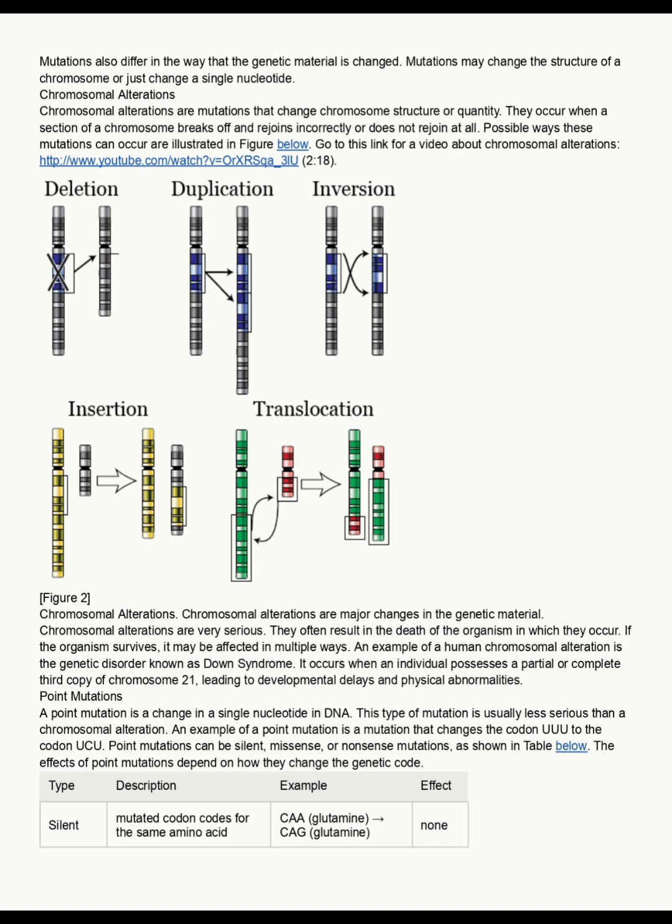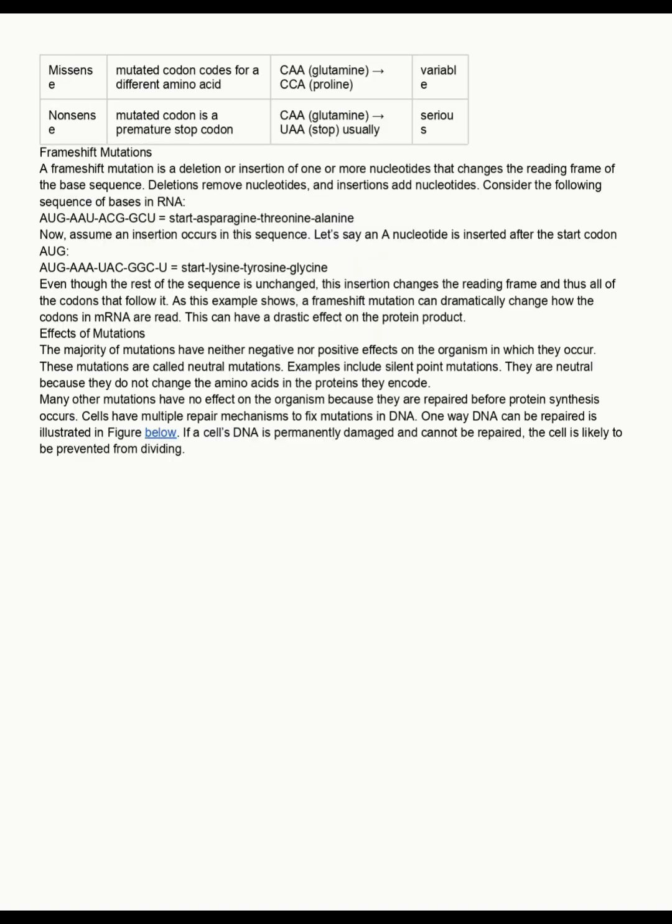Type, description, example, effect. Silent: mutated codon codes for the same amino acid. CAA, glutamine, to CAG, glutamine. Effect: none. Missense: mutated codon codes for a different amino acid. CAA, glutamine, to CCA, proline. Effect: variable. Nonsense: mutated codon is a premature stop codon. CAA, glutamine, to UAA, stop. Effect: usually serious.